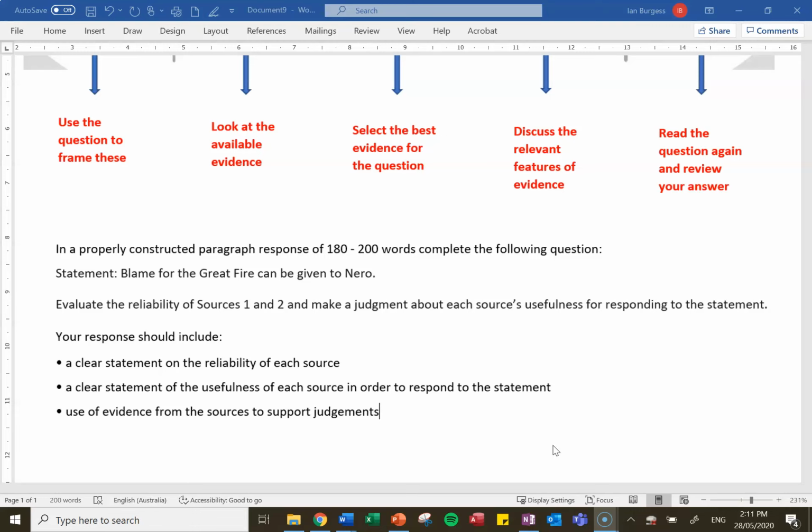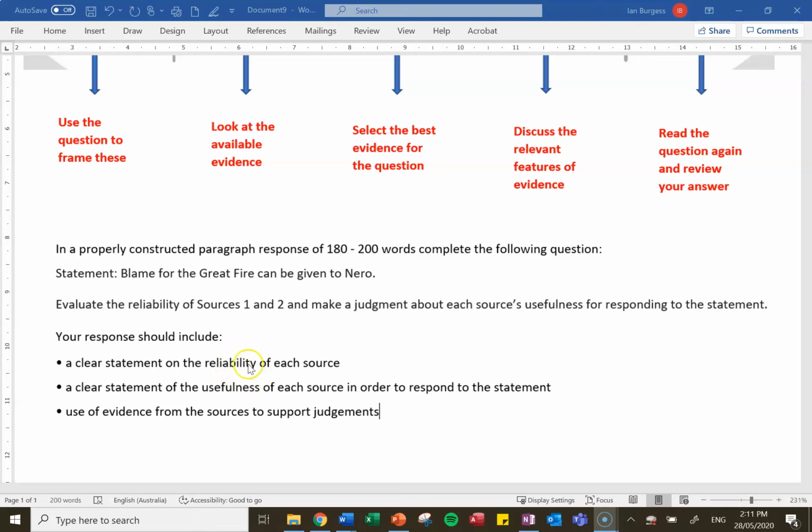So we've got to address reliability, we've got to address usefulness, and we have to use evidence from the source to demonstrate those claims that we're making. All right, now, even though we have our scaffolding in this order, we may choose not to do it in that order. It doesn't mean that you have to follow that structure. So you may talk about usefulness first and say, look, sources 1 and 2 are useful in helping us get that done, and here's how. And then you might want to discuss the reliability of it after that.